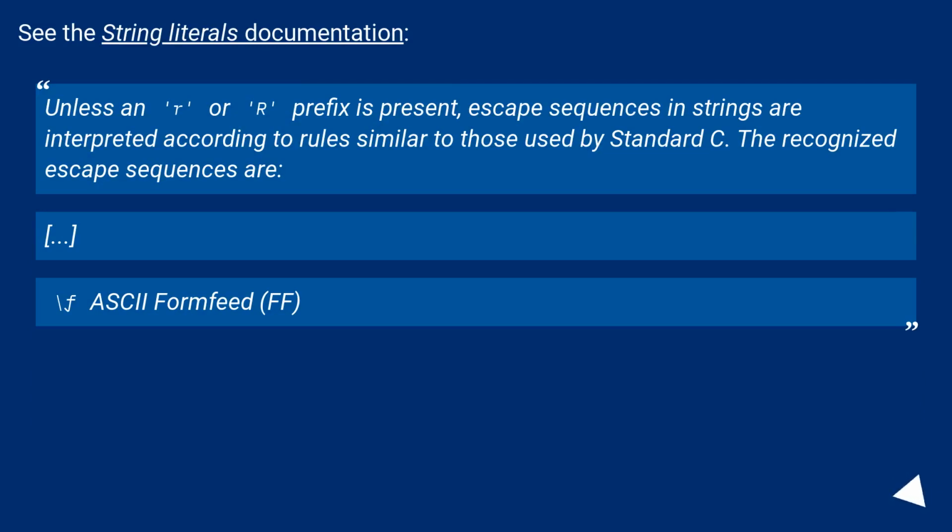See the string literals documentation. Unless an R or r prefix is present, escape sequences in strings are interpreted according to rules similar to those used by standard C. The recognized escape sequences are B.